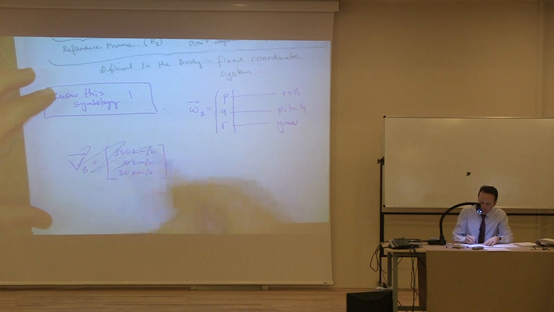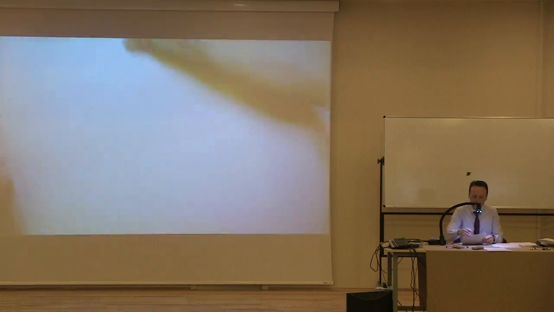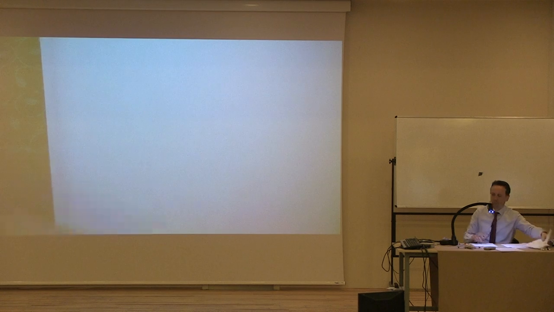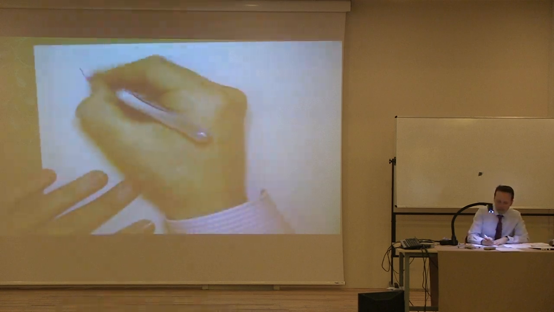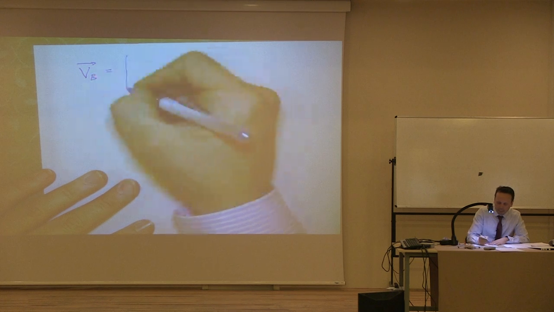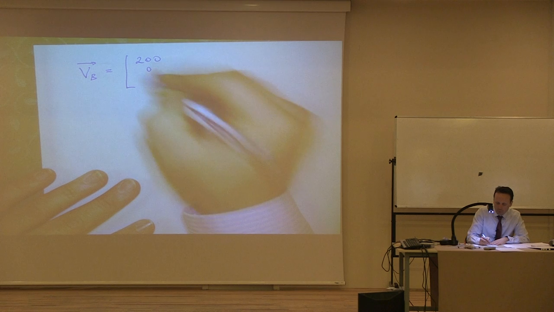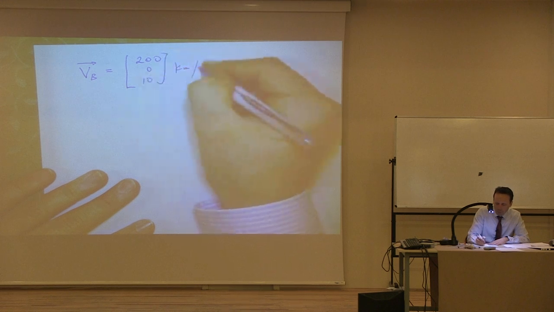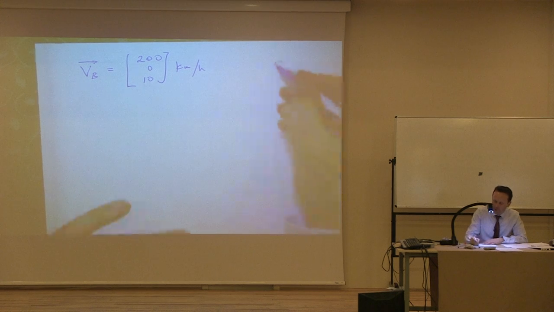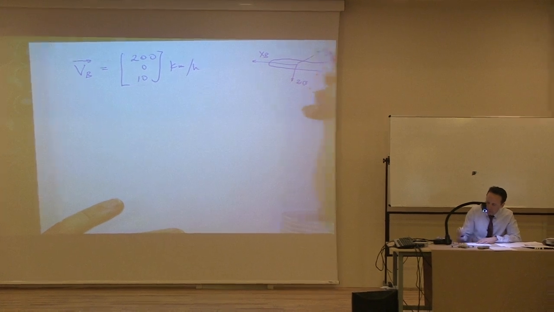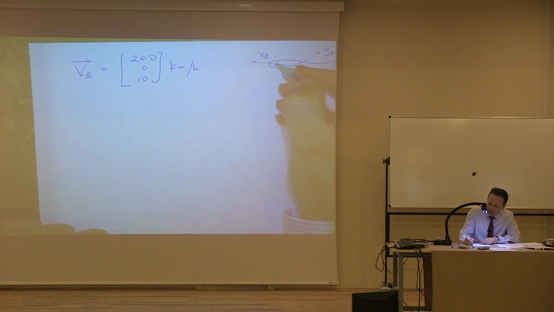Okay, this is a bad writing, I'm sorry. I should start over. Let's say I have an airplane with a velocity written in the body axis system. It has 200, 0, 10 kilometers per hour of velocity, which means, I don't know its position, but this is X body, this is Z body, and this is Y body. The airplane is going 200 kilometers per hour in this direction, 0 in the y, and therefore 10 kilometers per hour in this direction, right?